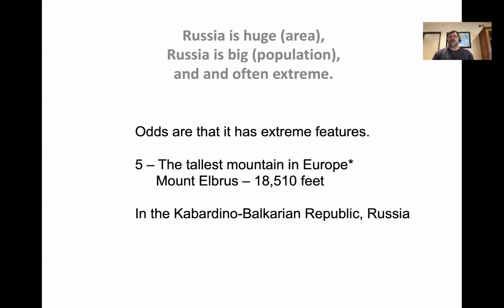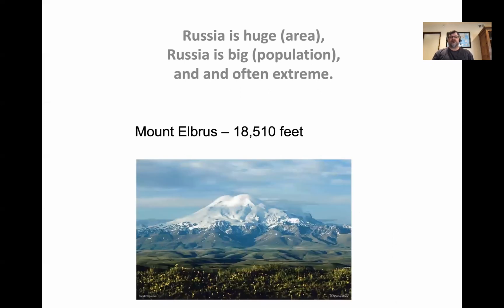So if you count the western part of Russia as being part of Europe, then asterisk, then Mount Elbrus is the highest mountain in Europe. It is in Russia. It is in the Kabardino-Balkarian Republic of Russia. It is near the country Georgia. Okay, if you count that part of Russia in Europe. We don't, but some people do. Okay, and there's a nice handsome picture of Mount Elbrus.